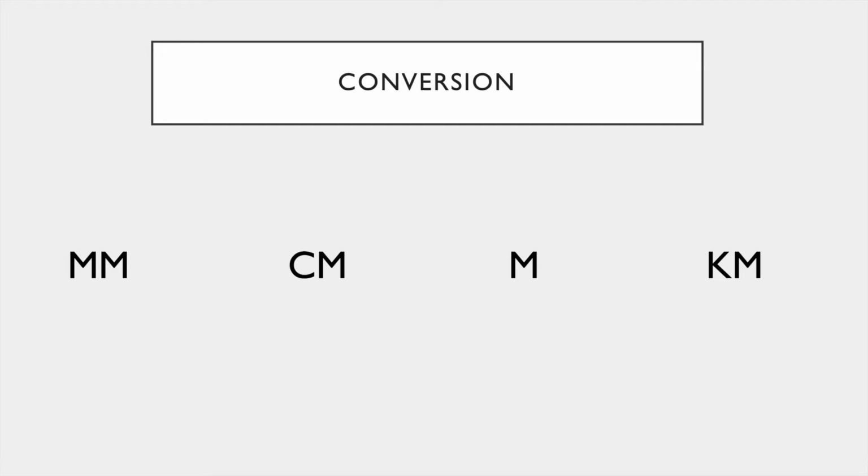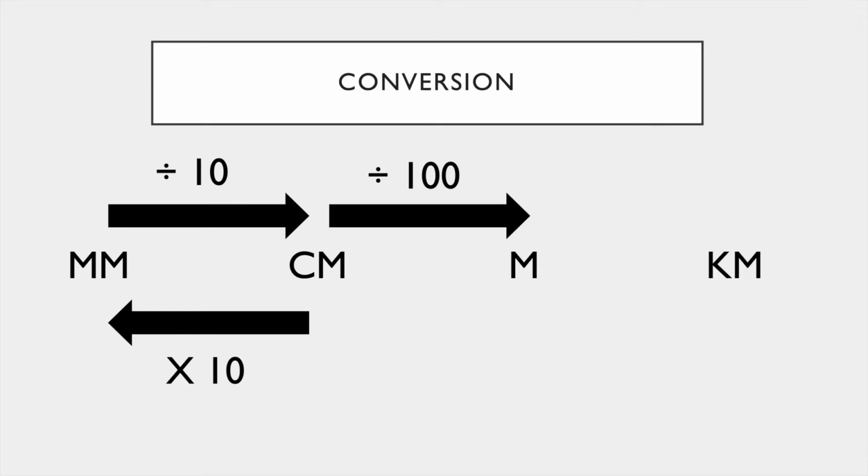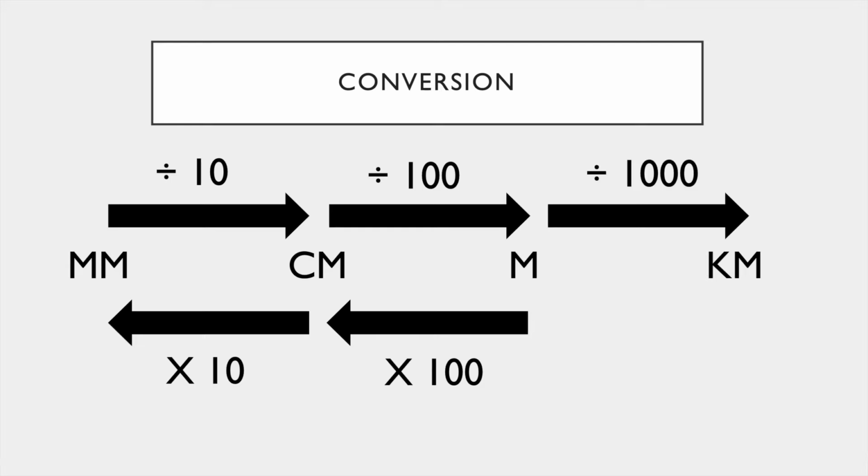So to recap from last video, converting from millimeters to centimeters is dividing by 10, and going from centimeters to millimeters is multiplying by 10. To convert centimeters to meters, you divide by 100, and to get from meters to centimeters, you multiply by 100. Finally, to convert from meters to kilometers, you divide by 1000, and to get from kilometers to meters, you multiply by 1000.